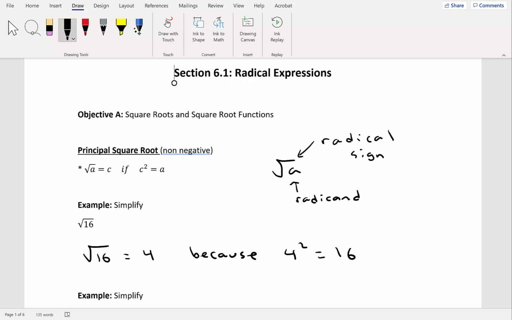Now, principal square root, we're taking a look at the non-negative solution. So negative 4 raised to the second power also gives us 16. But the principal square root means non-negative, so we just take the positive solution. So square root of 16 is just equal to positive 4.